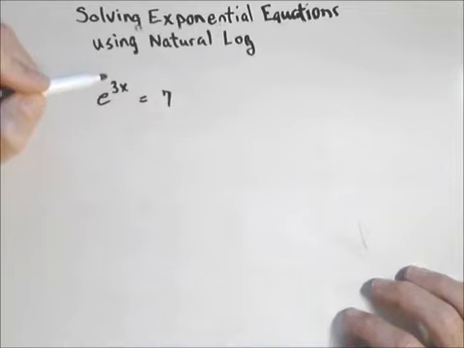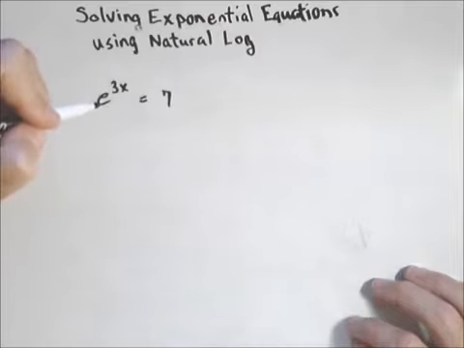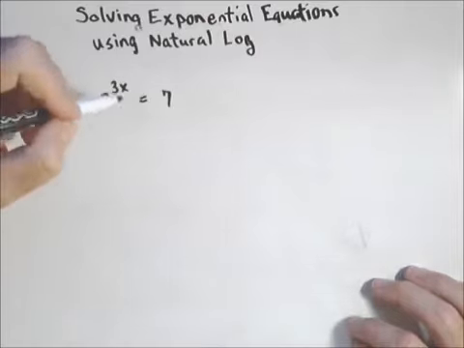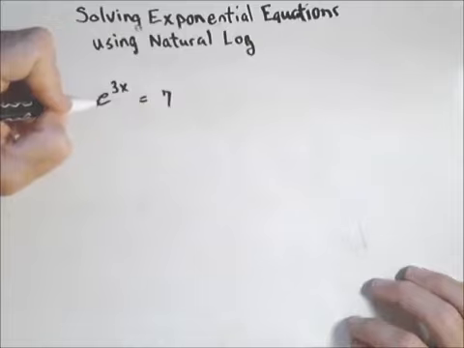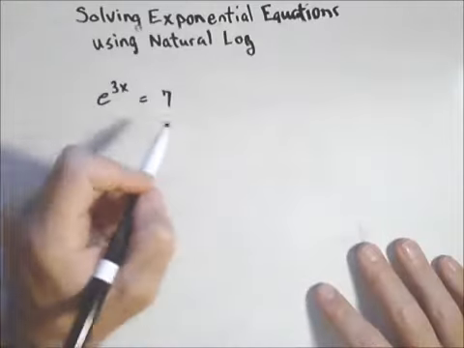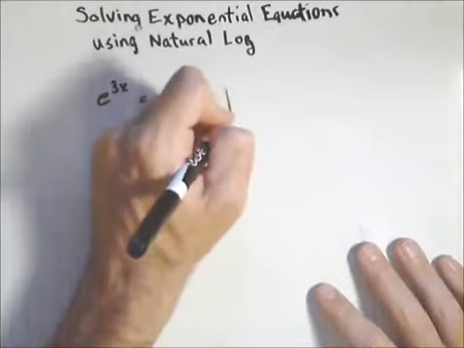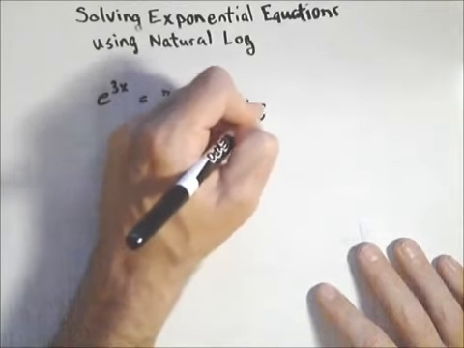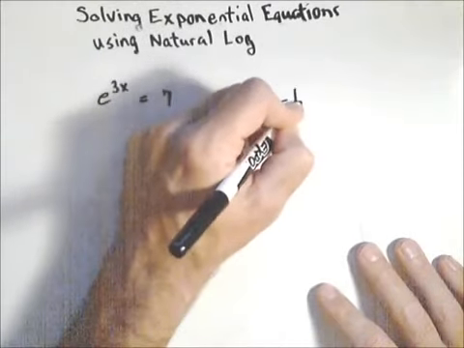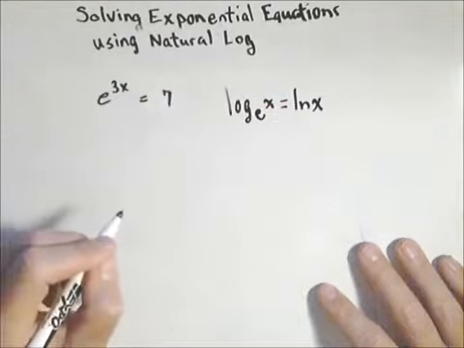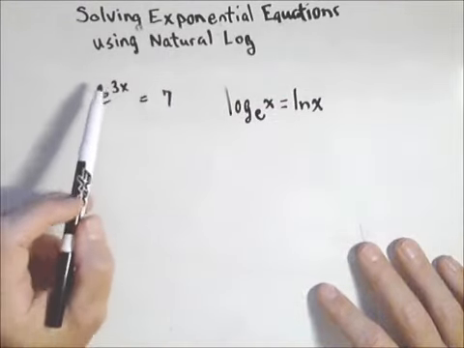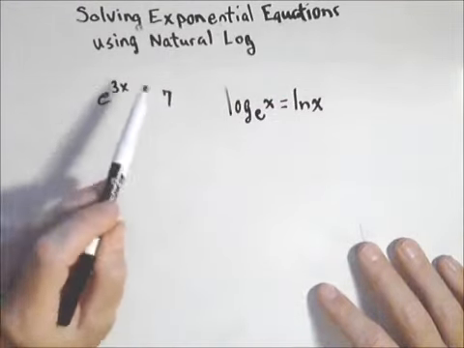But the only logs we have in our calculator are natural log and common log, so we typically want to have our answer in terms of one or the other. The reason we want to use natural log is log base e. So log base e of x is actually equal to ln of x. So when we have an equation like this, we have two choices on how to solve it.